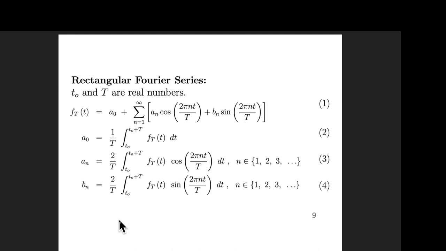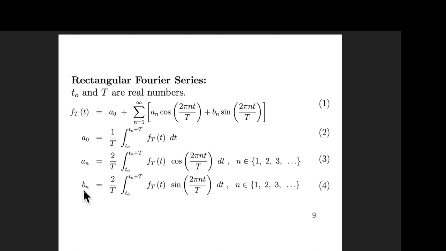So in general, that rectangular form of Fourier series, where T0 is some arbitrary real number and capital T is the period, F sub capital T of T is A0 plus the sum from n equals 1 to infinity, An cos 2 pi n T over capital T plus Bn sine 2 pi n T over capital T. Equation 1. This A0 coefficient is the DC value. You can work out the integral here. This is how you would find the A0 coefficient. The An coefficients for 1, 2, 3, and so on are shown here. The B coefficients for 1, 2, 3, 4, and so on are shown here.